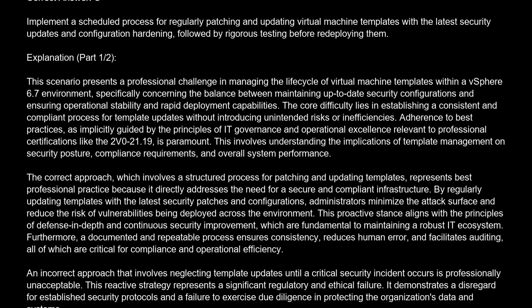This proactive stance aligns with the principles of defense in depth and continuous security improvement, which are fundamental to maintaining a robust IT ecosystem. Furthermore, a documented and repeatable process ensures consistency, reduces human error, and facilitates auditing, all of which are critical for compliance and operational efficiency.